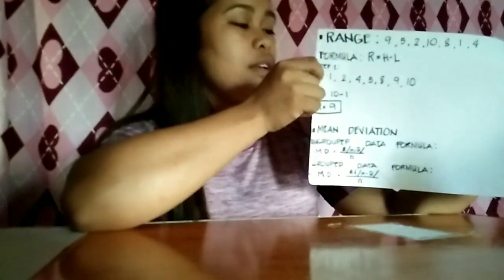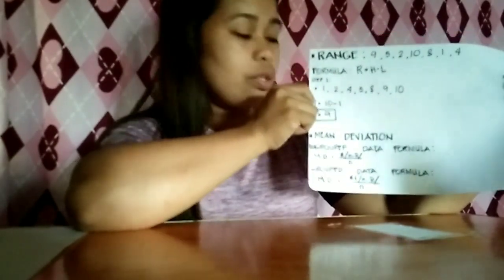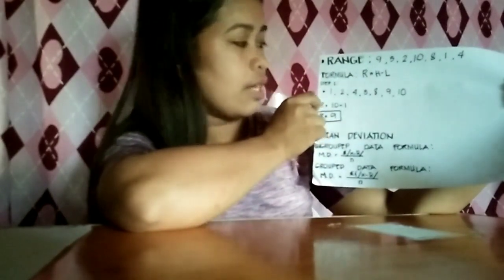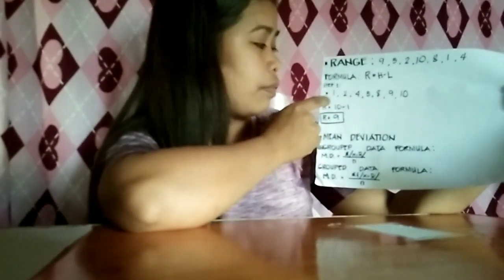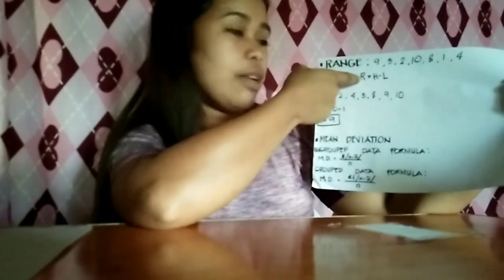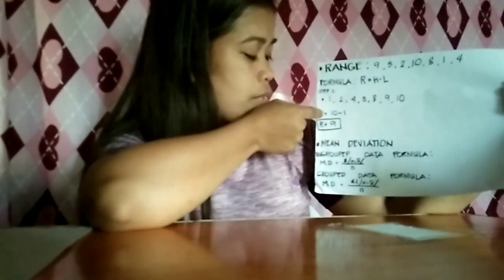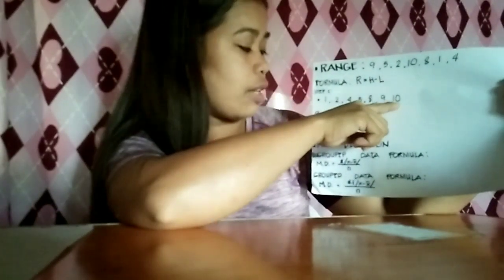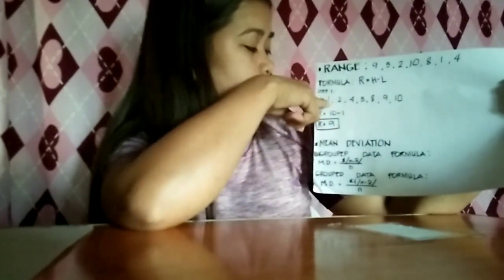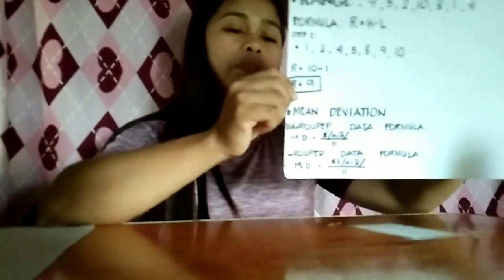Step 1: we need to arrange these from the smallest to the largest, or the lowest to the highest. Next, we need to find the highest value and the lowest value. We use the formula: range R equals H minus L. R equals 10, the highest value, minus 1, the lowest value. R equals 9. Our range is 9.